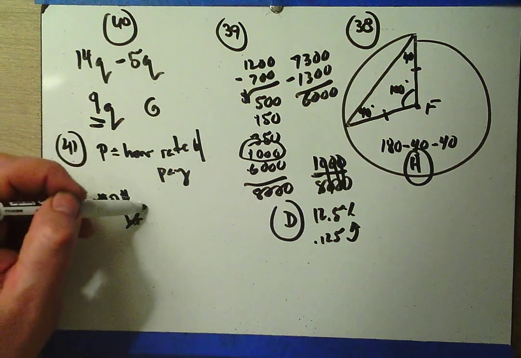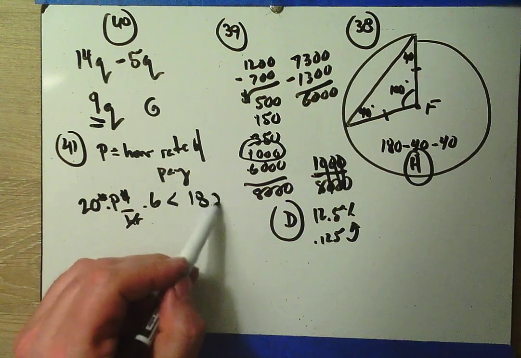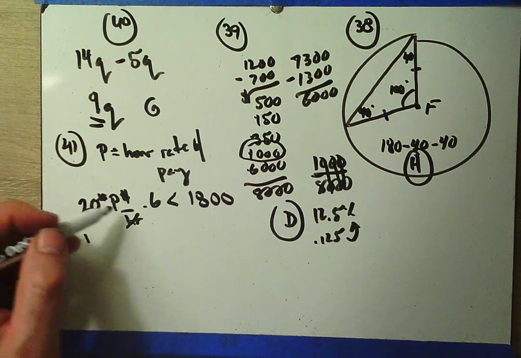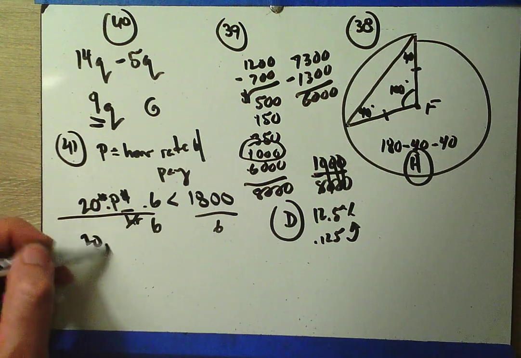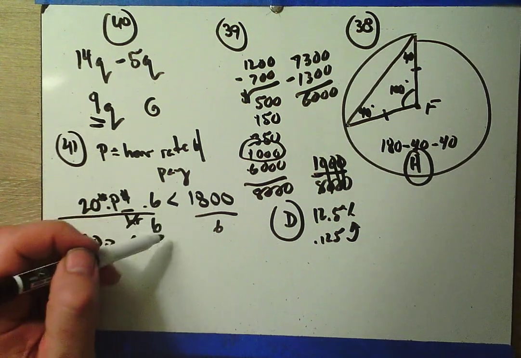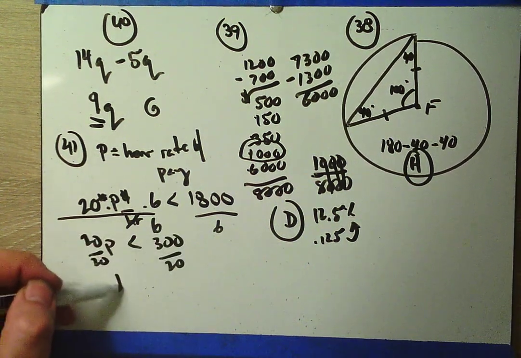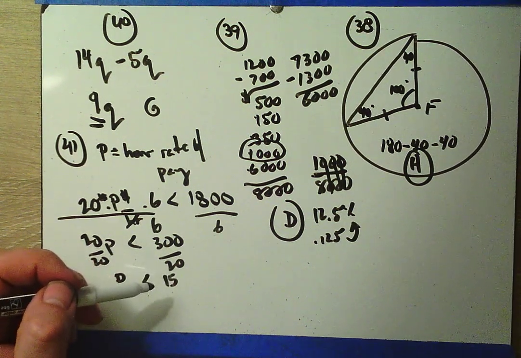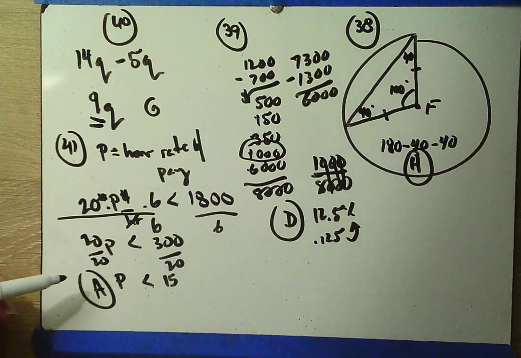And we're going to do this for 6 weeks. And this should amount to less than that $1,800. So if I divide both sides by 6, I get 20p is less than 300. If I divide both sides by 20, I get p is less than 15. So rate of pay is less than $15 per hour, and that's choice A. A for 41.